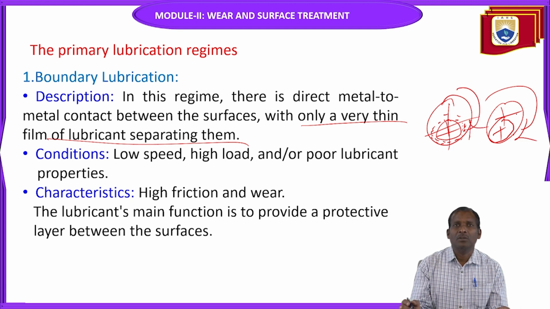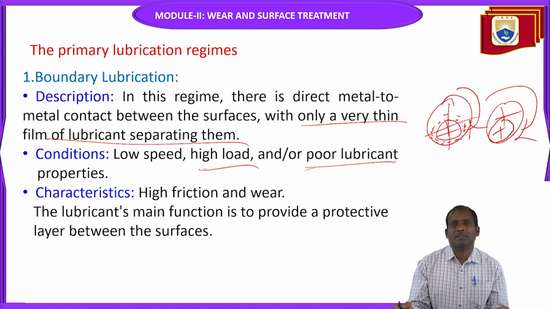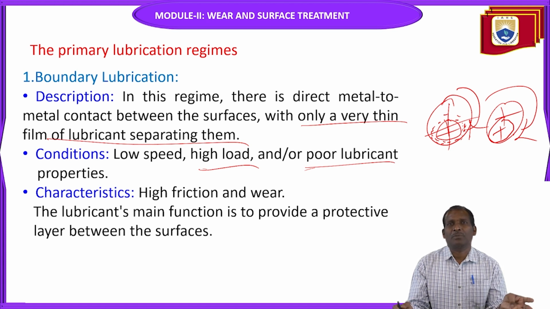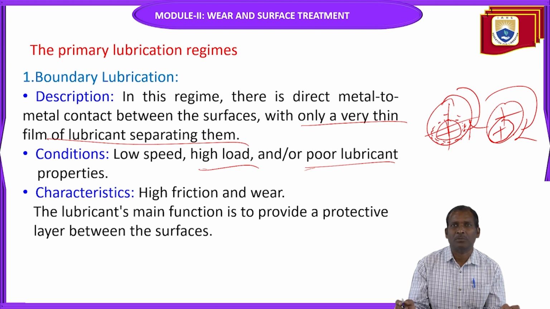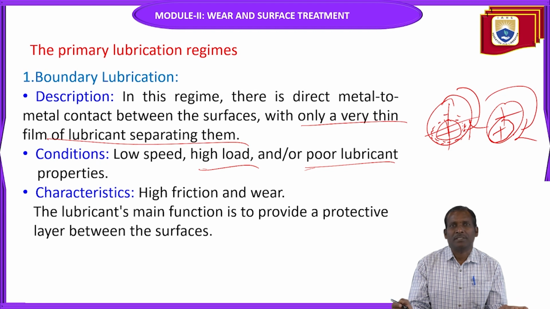So the conditions are low speed, high load, and poor lubricant properties. So that's why you should maintain the lubricant. You should learn the lubricant properties: what are the important properties of lubricant, and what are the characteristics of lubricant? You must understand. Characteristics: high friction and wear. The lubricant's main function is to provide a protective layer between the surfaces.